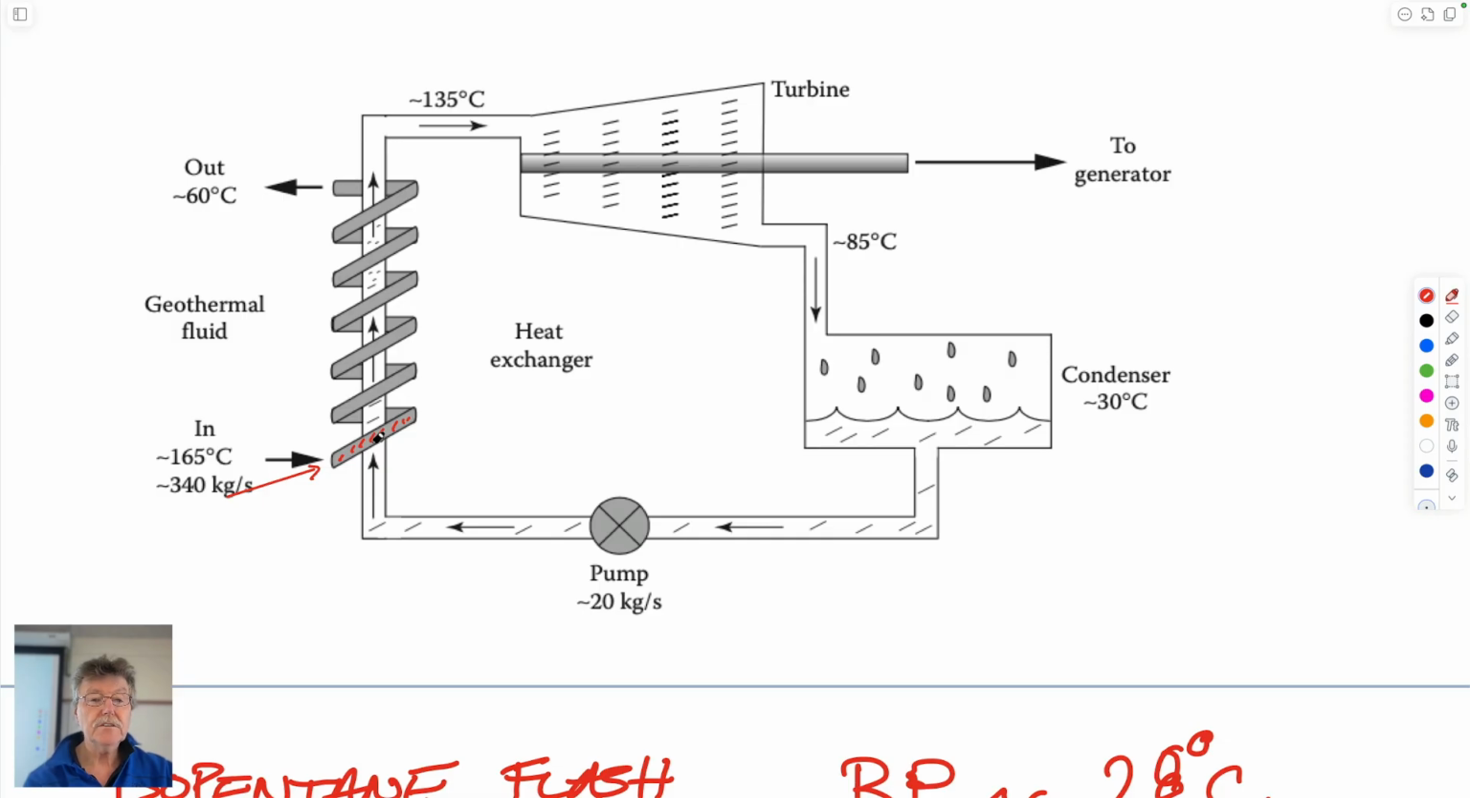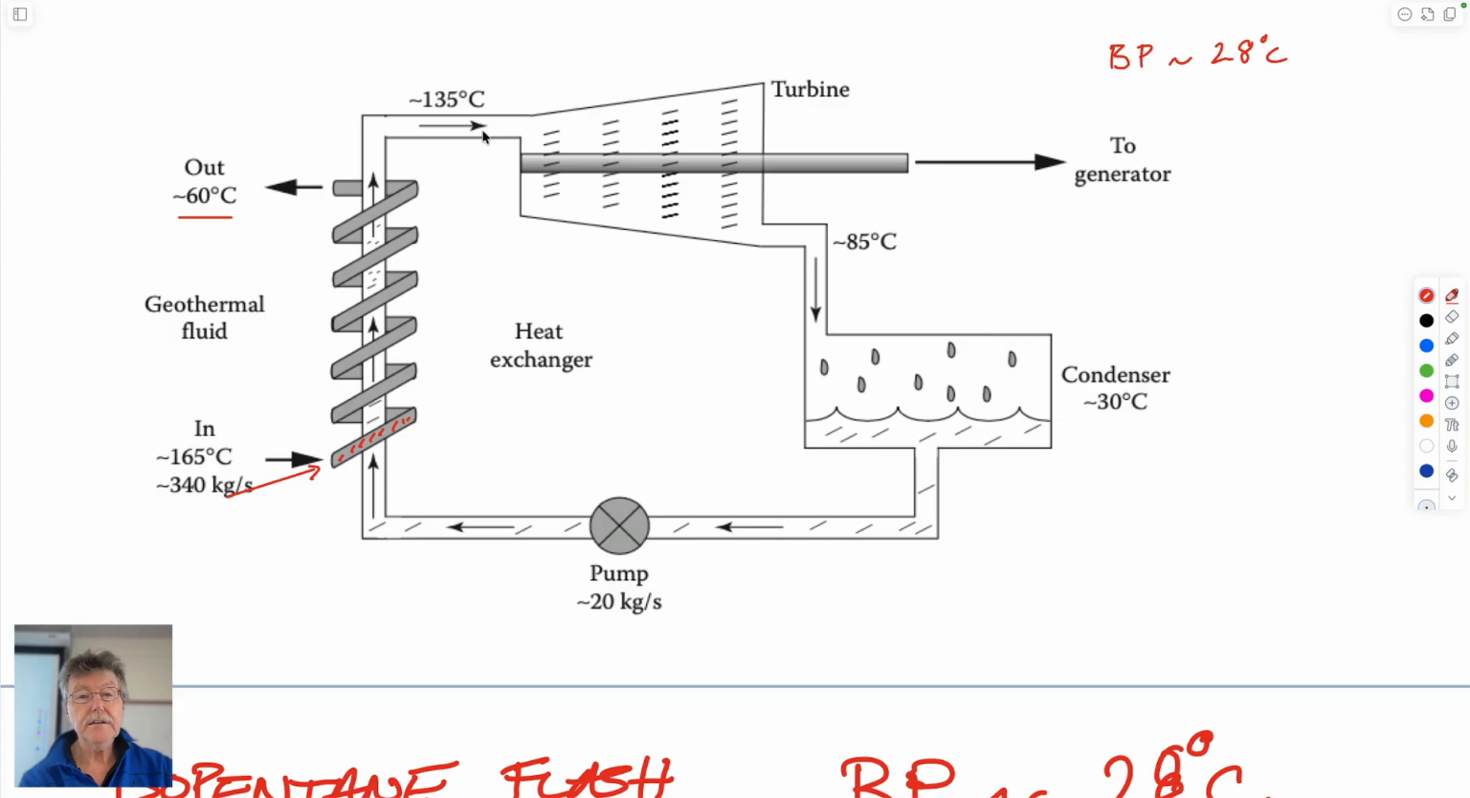It goes in at 165, gives up some of its heat to this other circuit, and goes out at 60 degrees. So it's lost 95 Kelvin as it's gone through here. So that 95 Kelvin has gone to raising the temperature of the isopentane to 135 degrees centigrade. I think the boiling point of isopentane is something like 28 degrees centigrade.